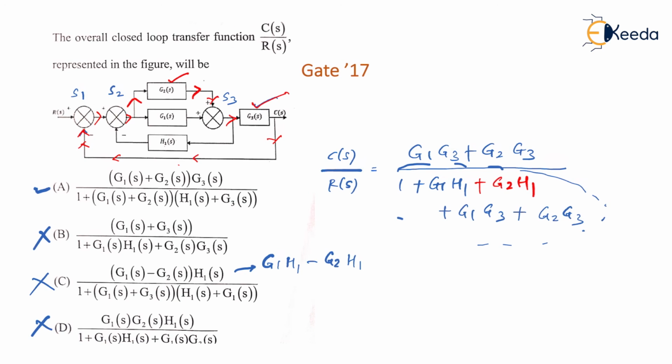Now in this problem, we already know that option A is the correct option. So look at option A and just expand this denominator. You'll get the same that we have in the denominator.